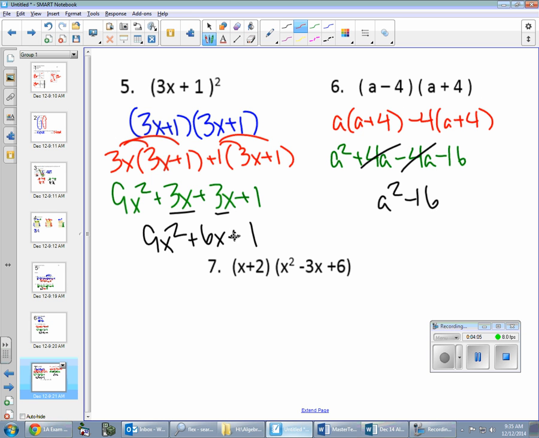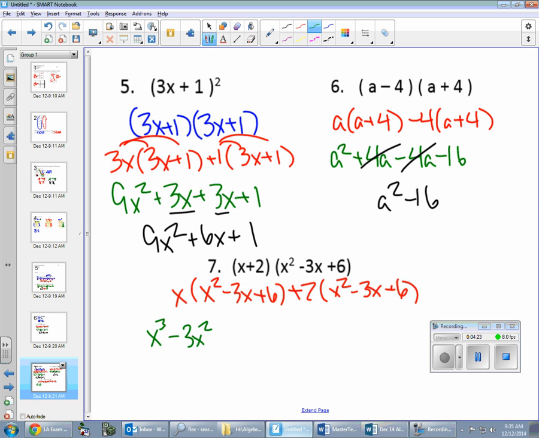Number 7, the last problem, I need to distribute x into the trinomial, x squared minus 3x plus 6, and I need to distribute positive 2 into the trinomial, x squared minus 3x plus 6. If you go the other way, it'll still work, and you'll still have the same 6 multiplications: x to the third minus 3x squared plus 6x plus 2x squared minus 6x plus 12.